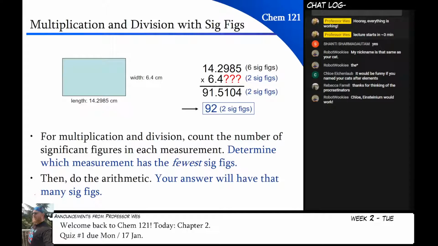So multiplication and division, the rules are a little bit simpler. If you have 2 values, pick the one that has fewer sig figs, and that's how many your answer will have. If you have 5 values, pick the one that has the fewest sig figs, and that's how many your answer has. And this will always work, whether you're doing multiplication or division. This is how the rule works.